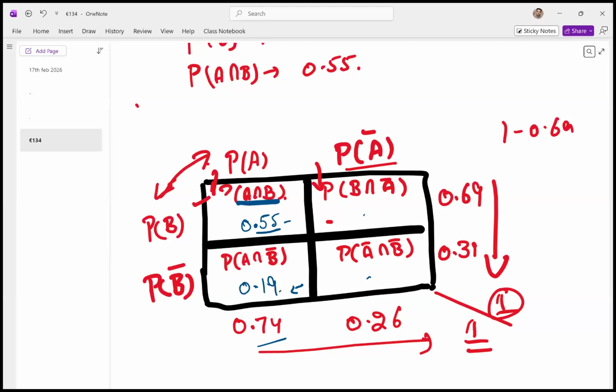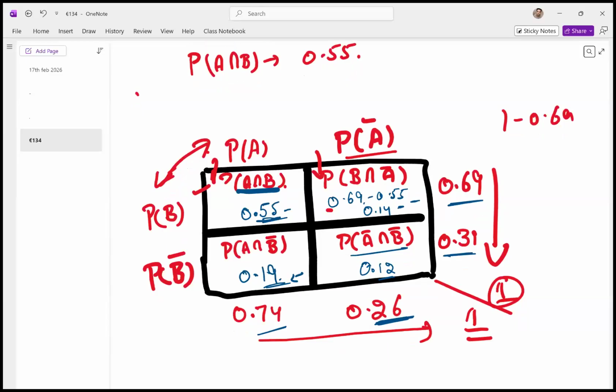And then this is 0.26. If this is 0.55 and the total is 0.69, I can find this value. So 0.69 minus 0.55, which is 0.14. And this one will be, if this is 0.14 and this is 0.26, so this will be 0.12. And if I add these two, this should come out to be 0.31 on the other side. This proves that our math is correct.